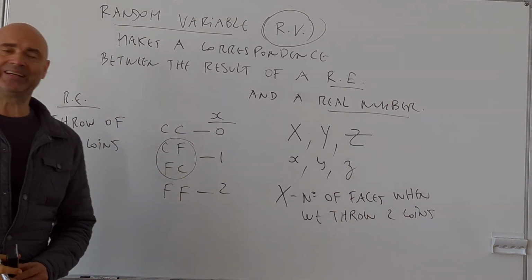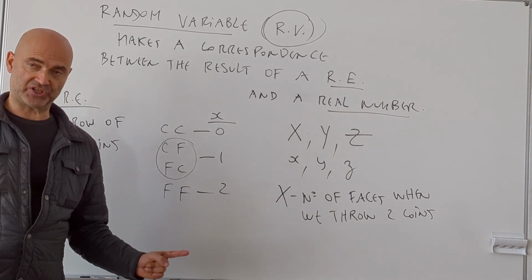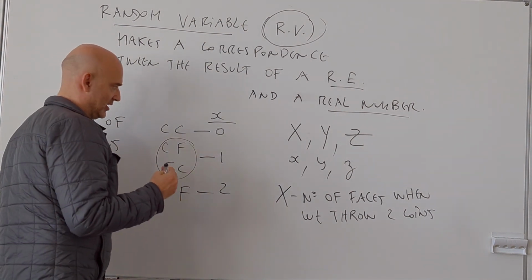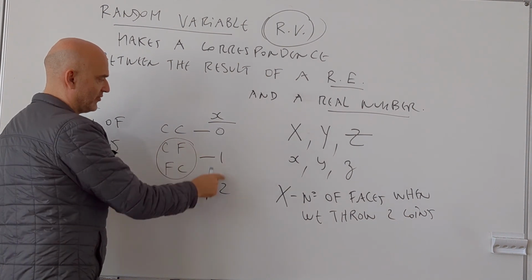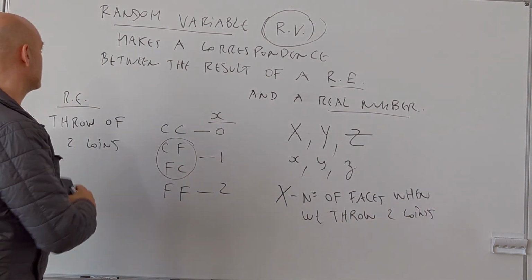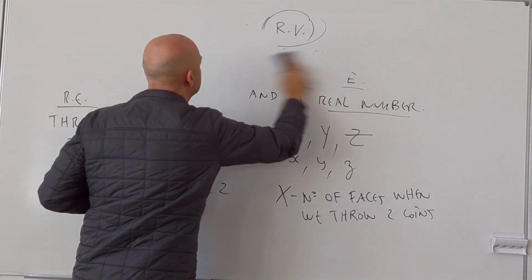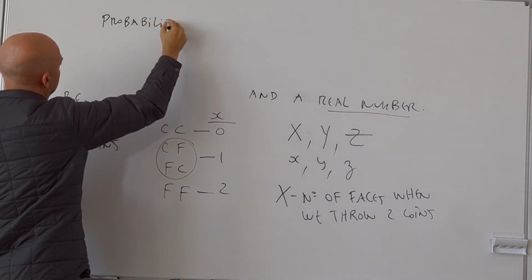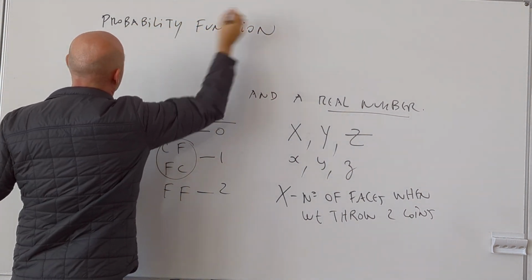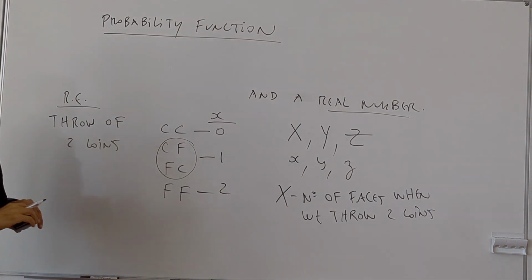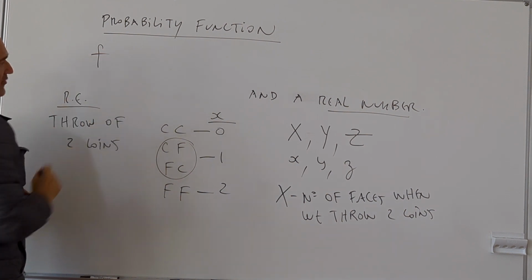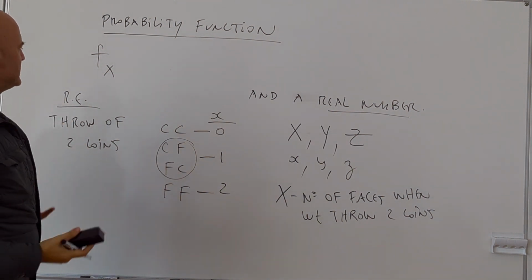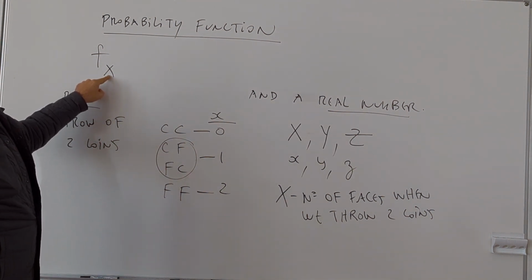So now we will define the probability function. The rule is to give to each possible value its probability. So I write here probability function. We denote the probability function by the small f. And then we put here the name of the random variable. Sometimes if it's implicit, we can drop here the letter of the random variable.